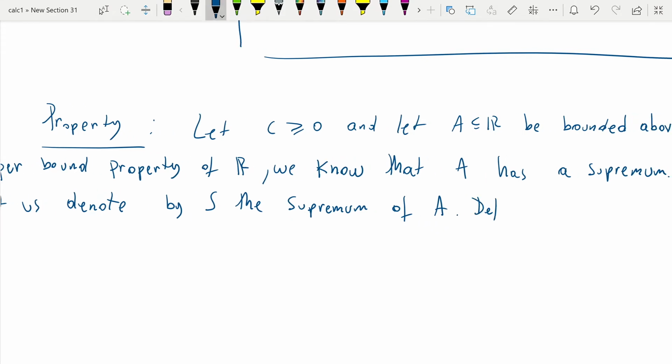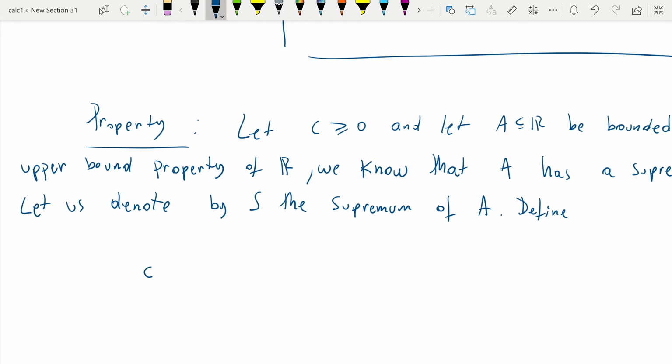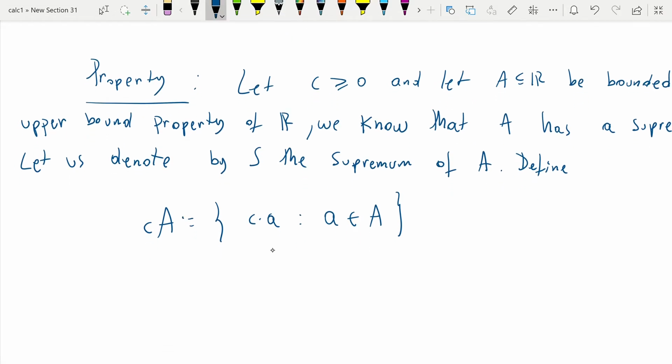We also define c times A to be the set of numbers of the form c times a, where a belongs to the set A. So it's completely analogous to the translations. We're now multiplying every element in A by the constant c, and that's going to be the set c times the set A. So this is a definition.